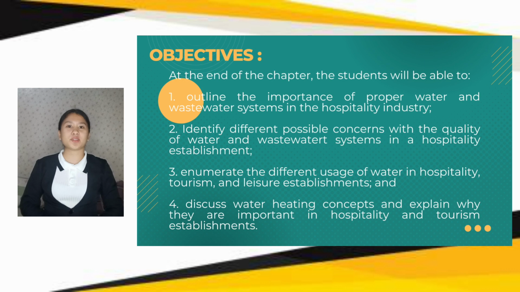Objectives. At the end of the chapter, the student will be able to: number 1, outline the importance of a proper water and wastewater system in the hospitality industry. Number 2, identify different possible concerns with the quality of water and wastewater systems in hospitality establishments. Number 3, enumerate the different usages of water in hospitality, tourism, and leisure establishments. And last, number 4, discuss water heating concepts and explain why they are important in hospitality and tourism establishments.